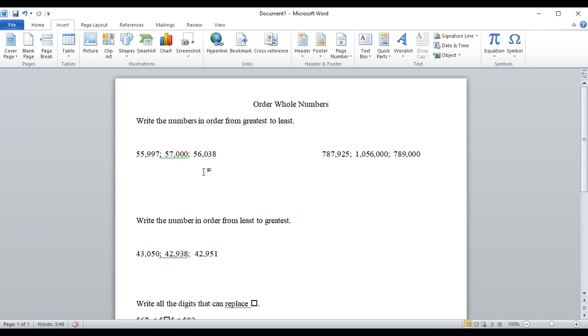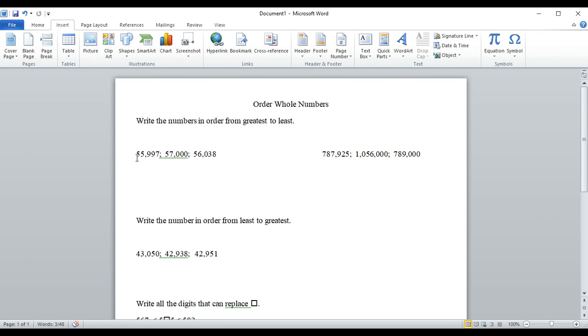So there's three individual numbers, so pay attention to that. If you need to, take your pencil and draw a little box around each number so you can see it better. We are going to put these three numbers in order from greatest to least. So we're going to look at this one and say it, 55,997. This one's 57,000, and this one is 56,038.